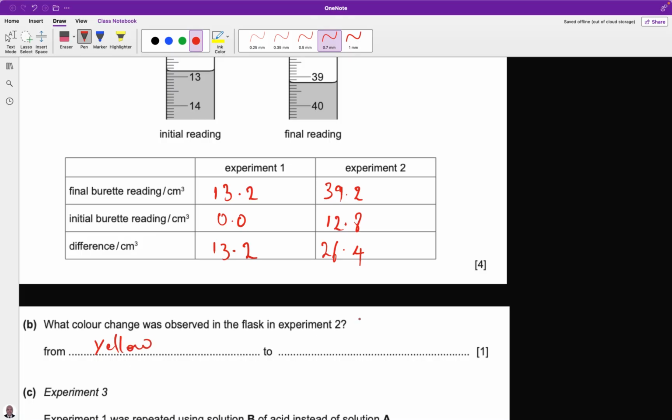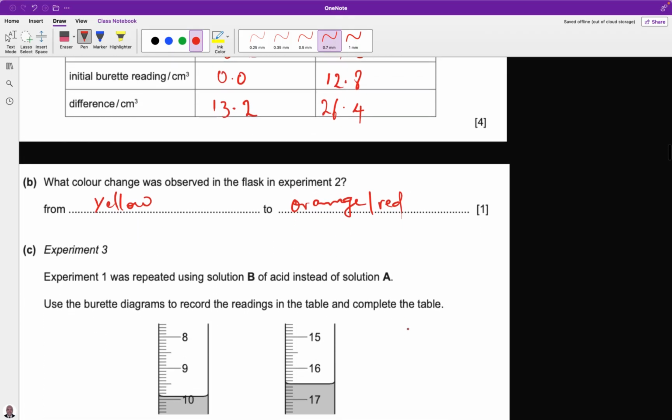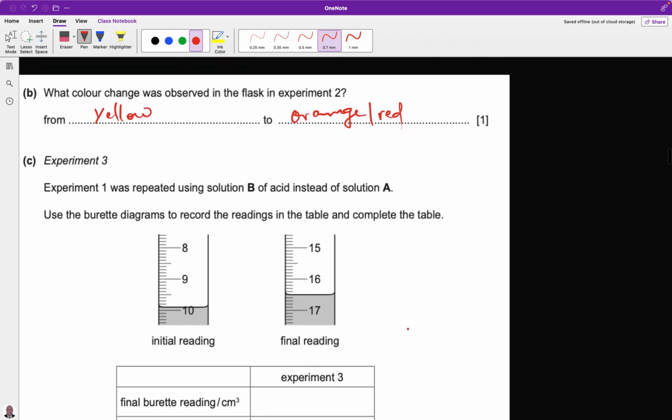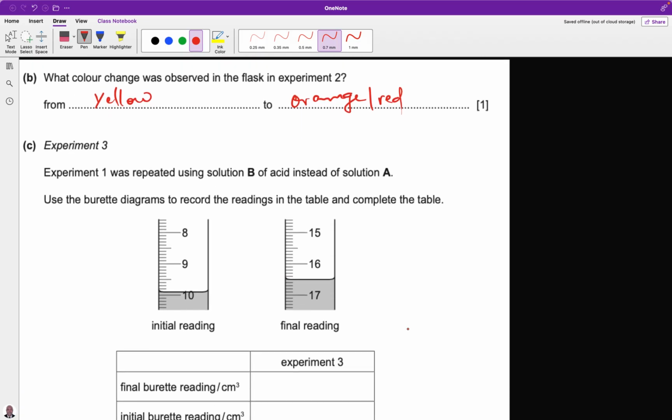It will be yellow. Now, since it was orange to orange, yellow to orange, or yellow to red, something like that. Yellow to orange or red. Yellow to orange. Experiment 3.